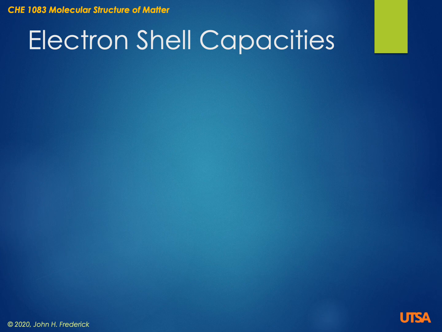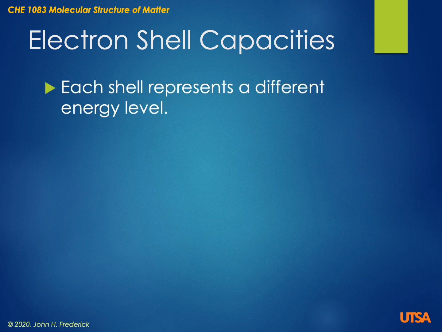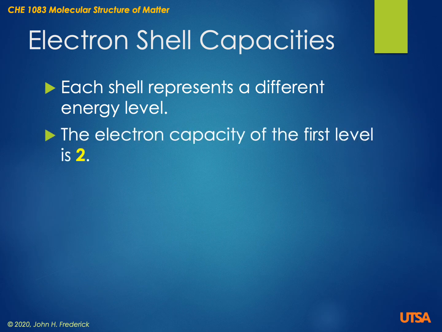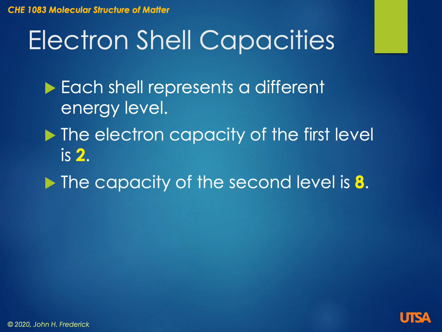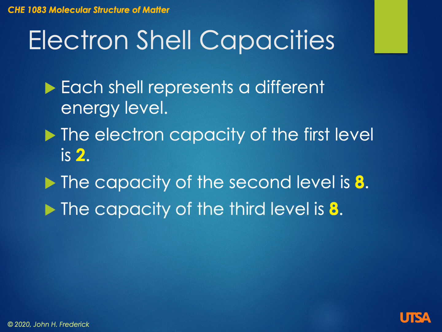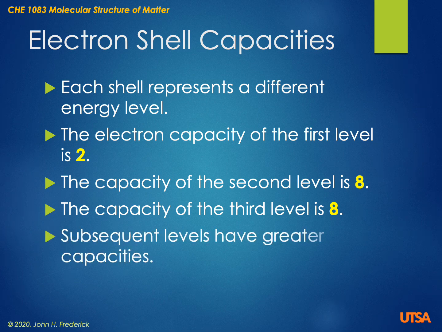So when we talk about electron shell capacities, each shell represents a different energy level. The capacity of the first level is 2, the capacity of the second level is 8, and the capacity of the third level is 8. It's good to remember this, but we'll find later that this will be indicated by a very simple mnemonic device that all chemists use, namely the periodic table. Subsequent levels have much greater capacities.